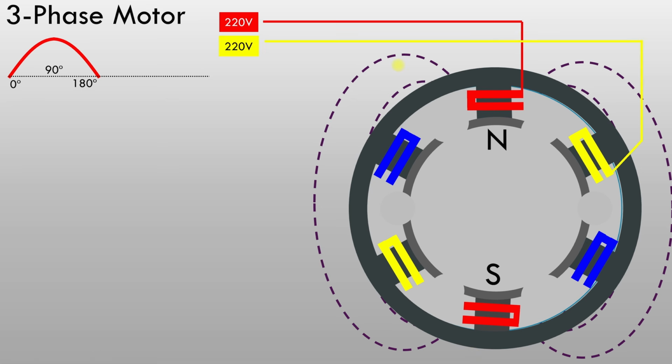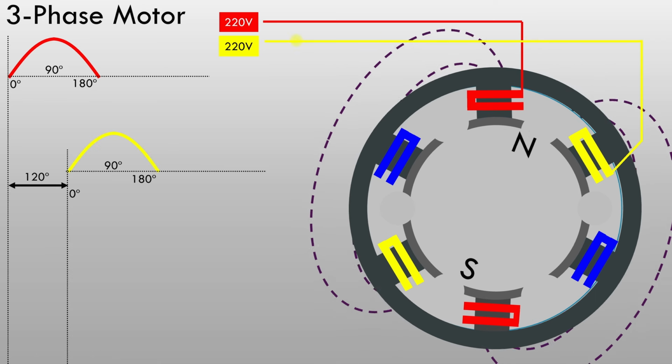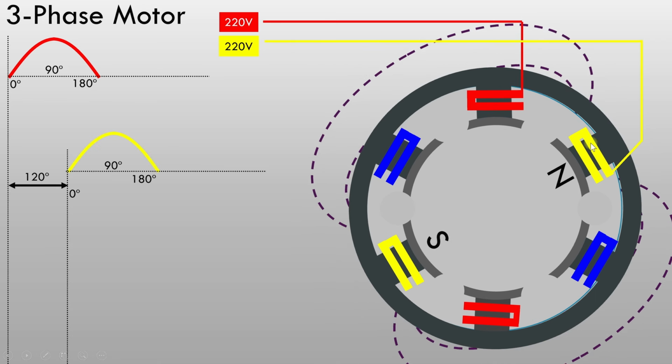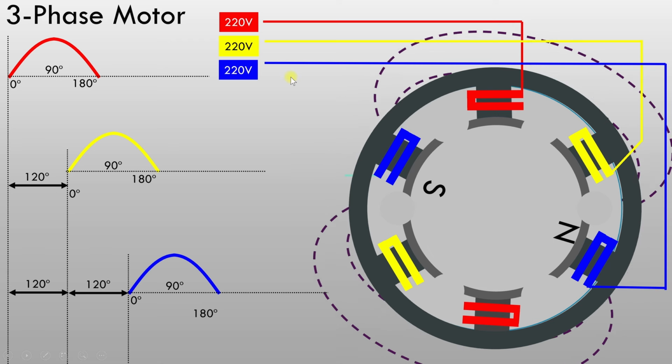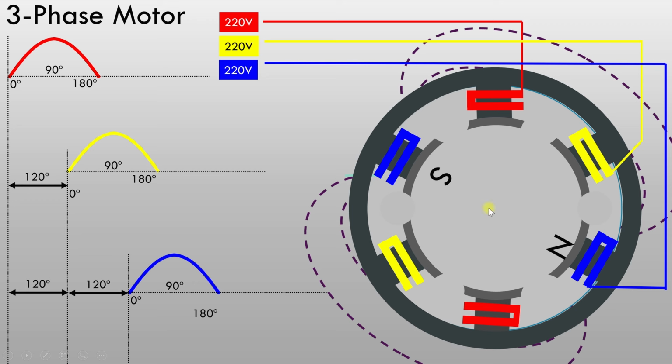Now, the second phase will be provided to the yellow windings. Because the peak is now at the yellow windings, we can see the north pole has shifted towards the yellow winding. The whole magnetic field has shifted. Now when we provide the third phase to the blue windings and the positive peak comes, we can see the north and south poles have shifted towards the blue windings.